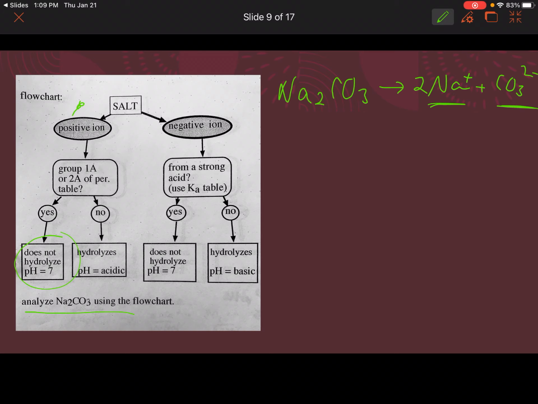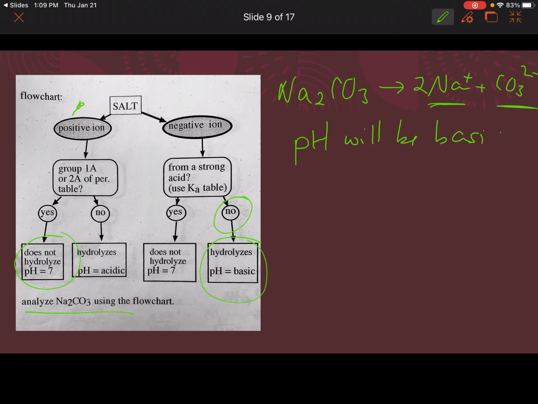Okay, so CO3 here came from carbonic acid. Did it come from a strong acid? No, it did not. You can use your Ka table for that, and the first 6 are the strong ones there, and everything else is weak. So no, it did not. That tells you that this pH is going to be basic.